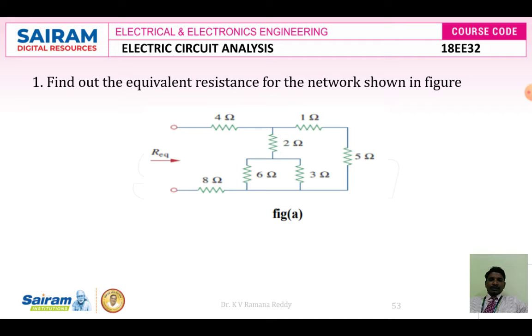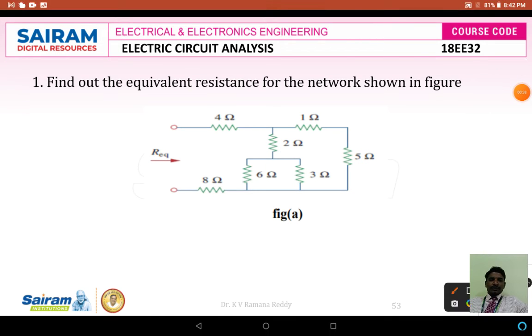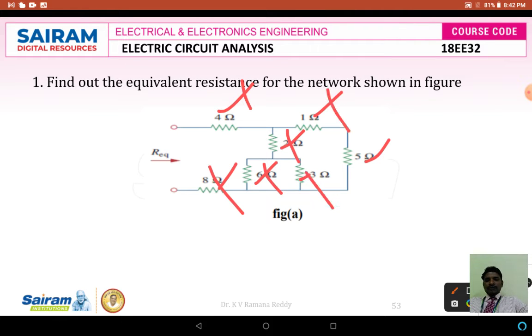So here there are resistors in the given problem. Suppose you look at this problem, it consists of a 4 ohm resistor. Again it is connected in parallel with a 2 ohm resistor. Again it is connected in parallel with 6 ohms and 3 ohms, 1 ohm and 5 ohm and 8 ohms. I want to know what is the relation between 4 ohm, 2 ohm, 8 ohm, 6 ohm, 3 ohm, 1 ohm, 5 ohm. And I want to find out the equivalent resistance for the network shown in the figure according to the given problem.